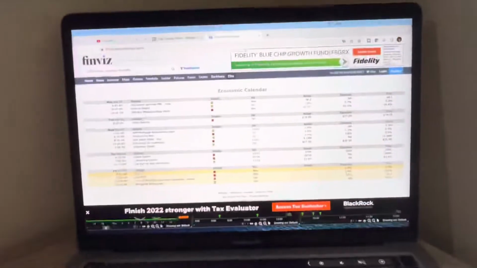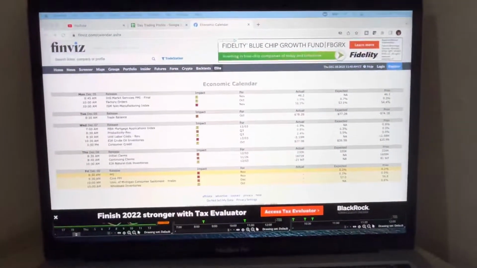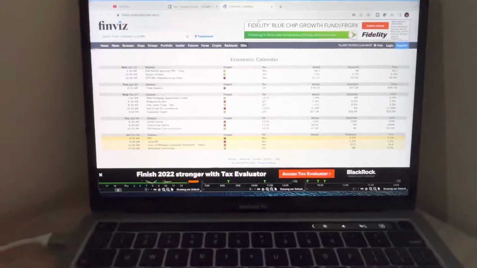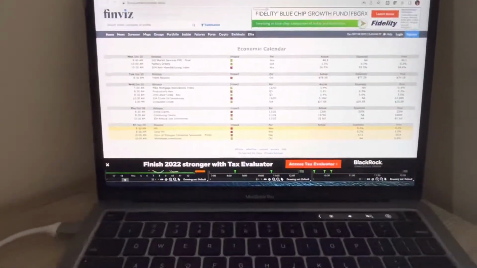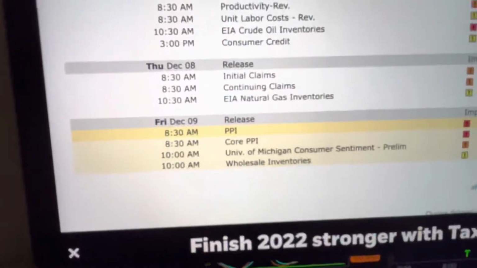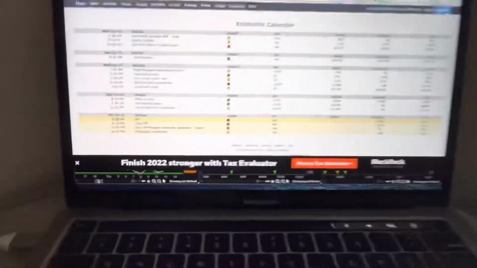We have a website called FinViz. This is the economic calendar for the week, so it shows the impact, the actual, expected, and prior for all these different reports. As you can see, we have the PPI data report being released tomorrow morning at approximately 8:30 a.m., so an hour before the market opens, wherever you are. Market opens at different times in different areas, obviously.